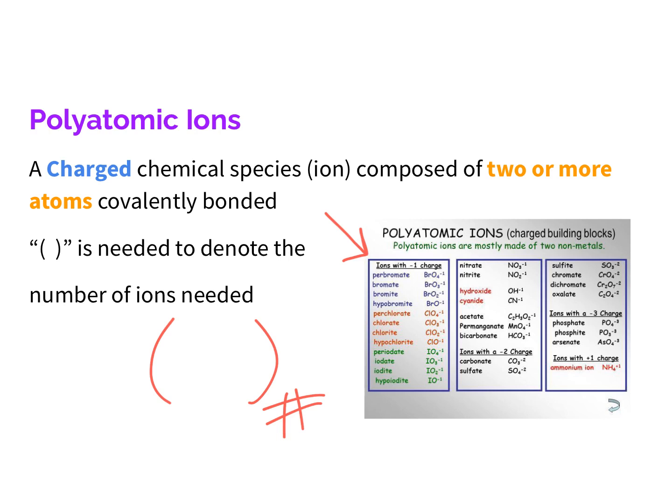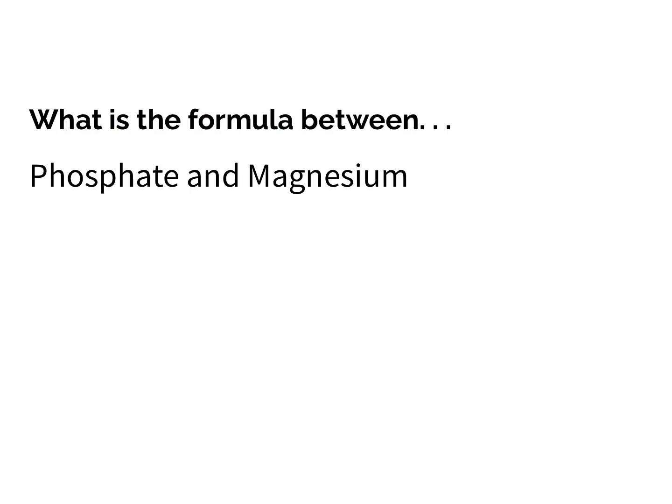Now go ahead and write the formula between phosphate and magnesium. Now this is not just phosphorus, so I'm going to go ahead and give you the formula for phosphate. It is PO4, so we got to put that in parentheses with our 3 minus charge.